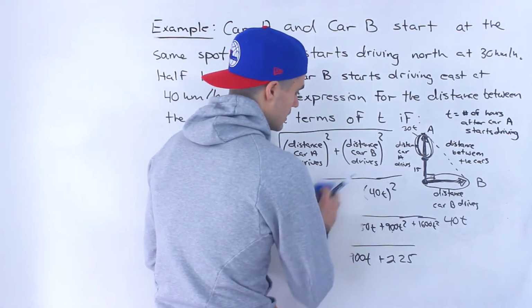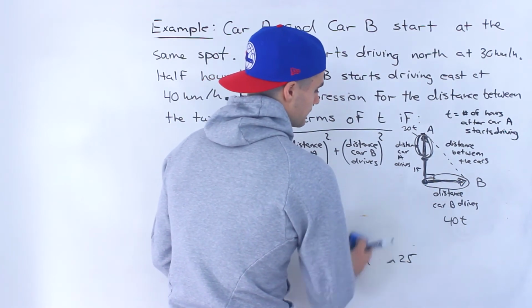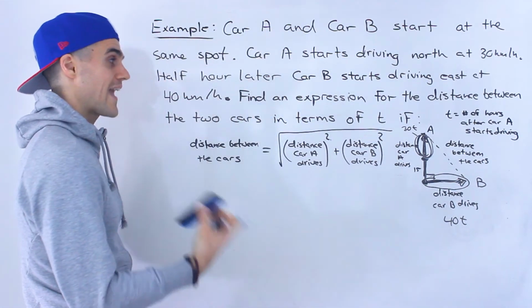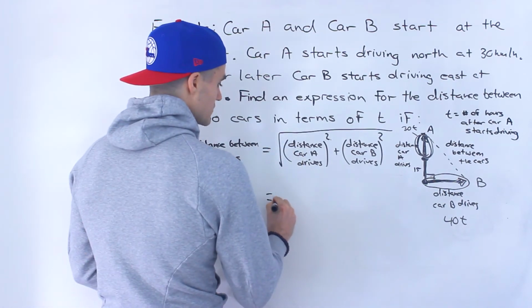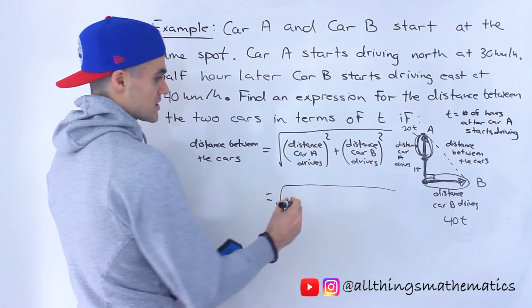So T now is going to be the number of hours after car A starts driving. Well, actually, the distance car A drives, that expression is going to be more simple. It's just going to be 30t.